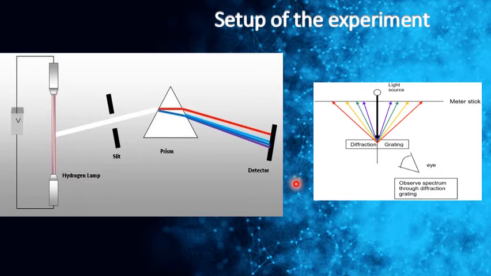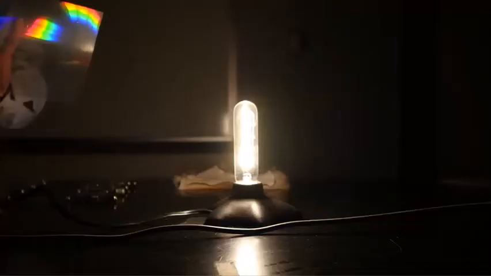So in the experiment which we are going to demonstrate in the next slide, we do not take a prism. Instead we take a diffraction grating. It basically does the same thing, so don't get confused by that. So next. Now we proceed to demonstrate the experiment.